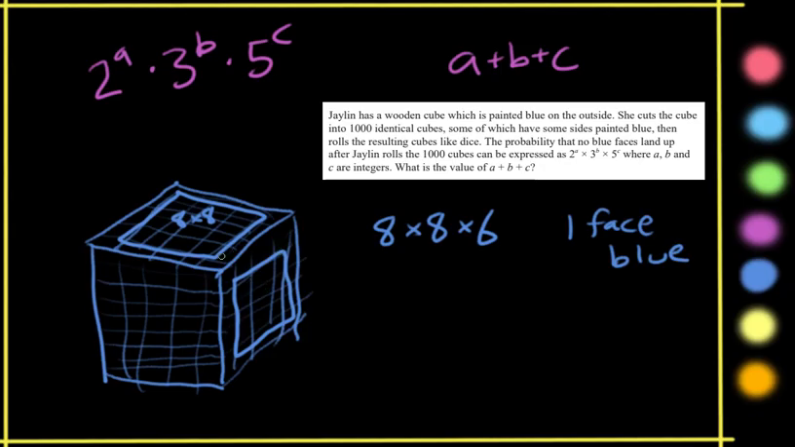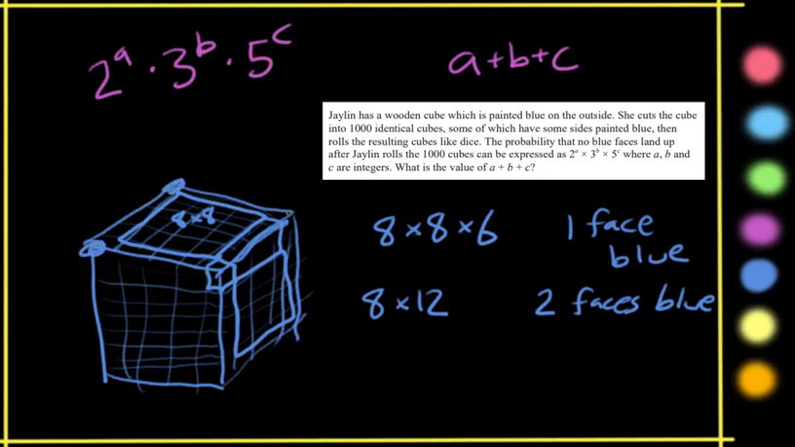And then there will be some that are on the corners, and then there will be some that are on the edges. So the ones that are on the edges, there are 12 edges, and there are 8 on each. So we've got 8 times 12 that are on the edges, and they'll have 2 faces blue. And then there will be 8 corner pieces, right? 1, 2, 3, 4 on top, and 1, 2, 3, and then the hidden one back there, 4 on the bottom. So there are 8 corner pieces that have 3 faces blue.